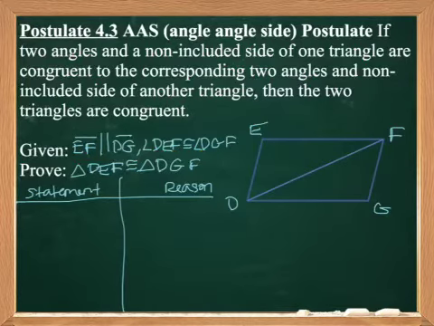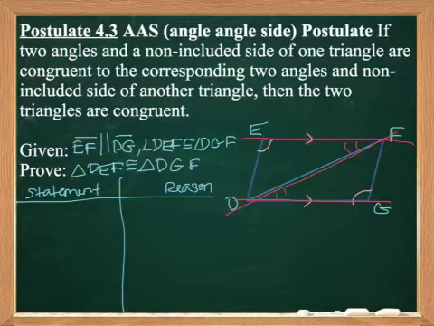Well, in this proof, it's telling us that EF and DG are parallel, and angle DEF and angle DGF are congruent. Well, if we were, let's say, to extend these lines and look at it as cut by transversal DF, we could say that EFD and GDF are alternate interior angles, so they would be congruent. So now we have an angle, and a non-included side. So we don't want to talk about this side. We want to either talk about these sides or this side.